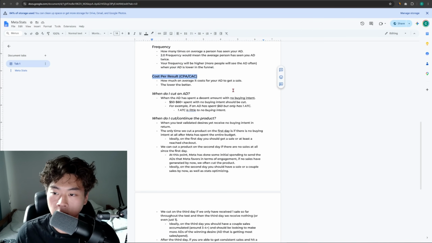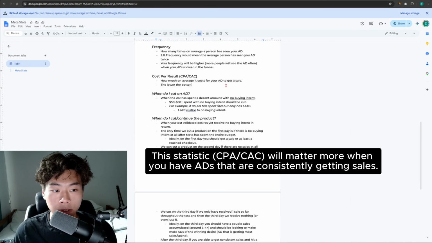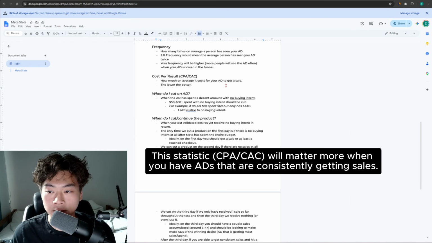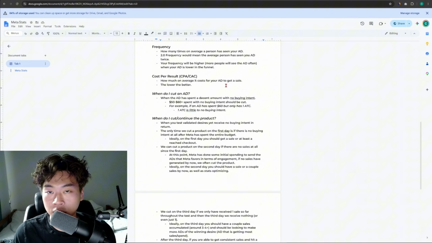Cost per result, also known as your CPA or CAC. This is how much on average it costs you for your ad to actually get a sale. Obviously, the lower the better on this number. We don't really look at this too much in terms of testing, but if you're scaling a product, this is definitely something that you want to look at in order to understand what type of desire or concept is actually allowing conversions to be created at a very cheap cost.